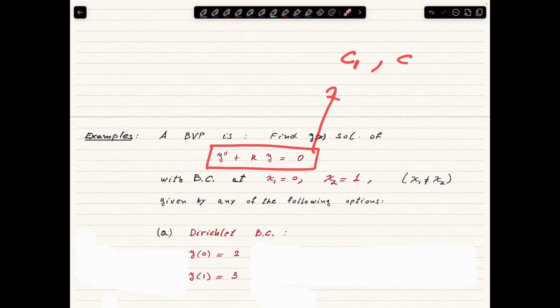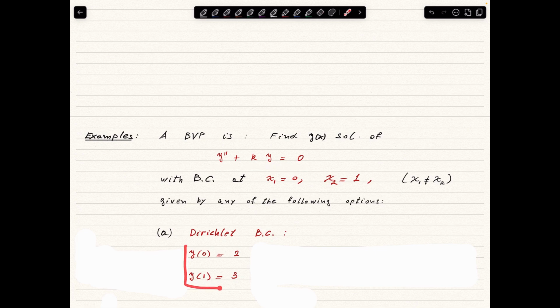Well, here we still have the same differential equation, so we are still going to have 2 arbitrary constants in the general solution, so we need 2 conditions to fix C1 and C2, and now they are going to be different conditions. They are going to be the value of the function at one side of the interval and the value of the function at the other side, but still 2 conditions to fix 2 constants in the general solution of the equation.